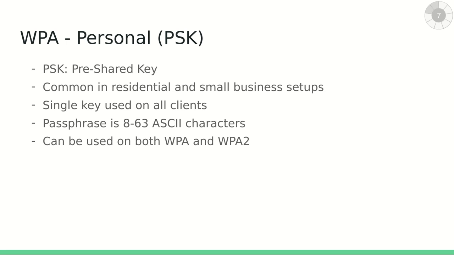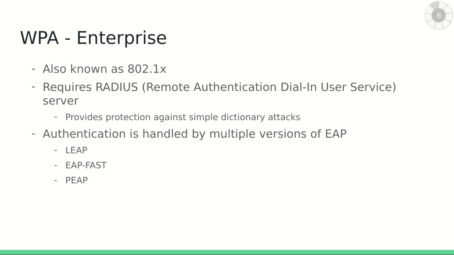There are actually two different types of key distribution. The first is known as WPA PSK or WPA Personal. This is the common wireless used in home and residential areas, small businesses, the standard "hey, what's your Wi-Fi password" setup. This works because there is a single key used on all the clients, which can be 8 to 63 ASCII characters long. Most people don't want to type a 63-character password on their phone, though. This protocol can be used on both WPA and WPA2 networks.